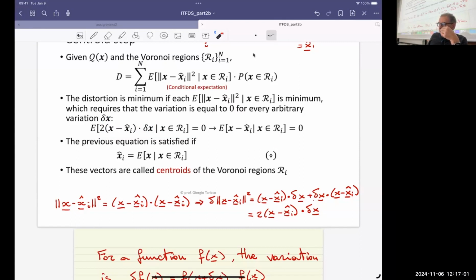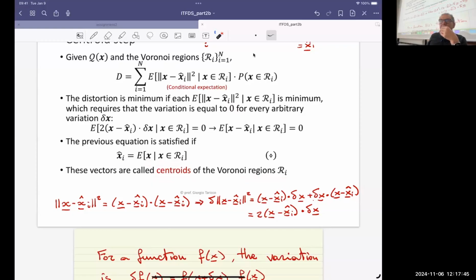But then, finally, we can expand the expectation. The expectation of x at I, which is a constant vector, conditioned with respect to this clause, is irrelevant, and gives x at I. And x at I must therefore be equal to the expectation of x conditioned on the fact that x belongs to R sub I. And these are the vectors that are called the centroids of the Voronoi regions R sub I.